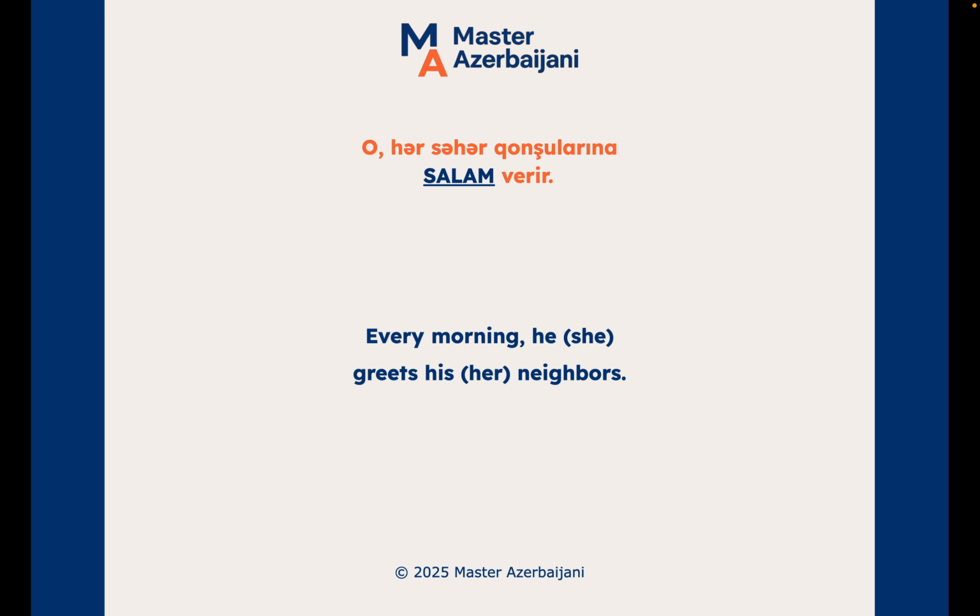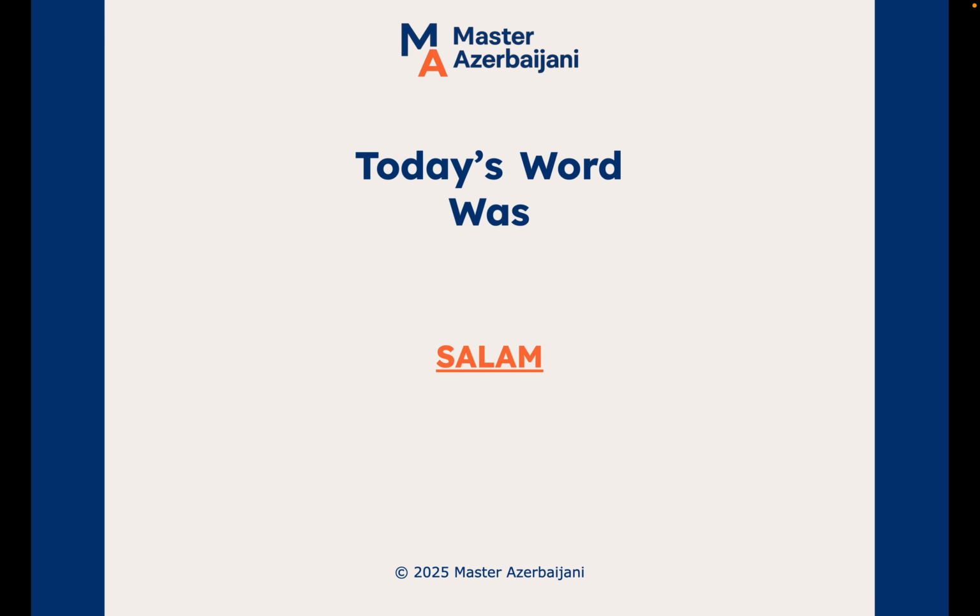Let's have some fun with suffixes. Watch. Qonşu, neighbor. Qonşular, neighbors. Qonşuları, his or her neighbors. Qonşularına, to his or her neighbors. O her səhər qonşularına salam verir. All right? That was today's word salam.